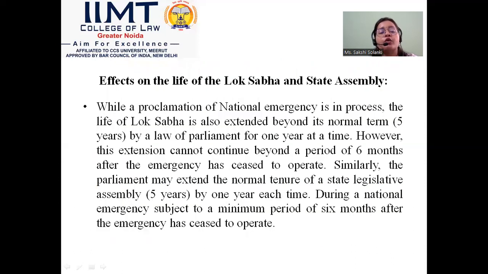Effect on the life of Lok Sabha and State Assembly. While proclamation of emergency is in process, the life of the Lok Sabha is also extended beyond its normal term by law of Parliament for 1 year at a time. However, this extension cannot continue beyond a period of 6 months after the emergency has ceased to operate. Similarly, Parliament may extend the normal tenure of the State Legislative Assembly by 1 year each time during a national emergency, subject to a maximum of 6 months after the emergency has ceased to operate.